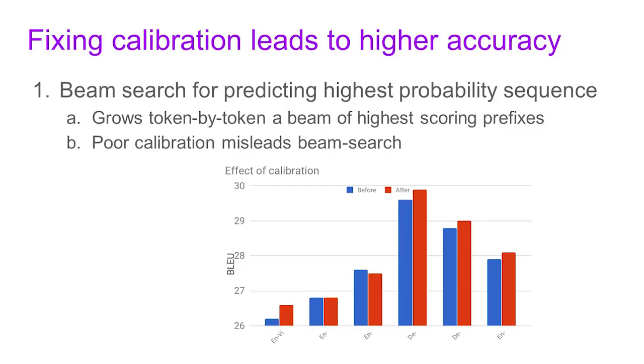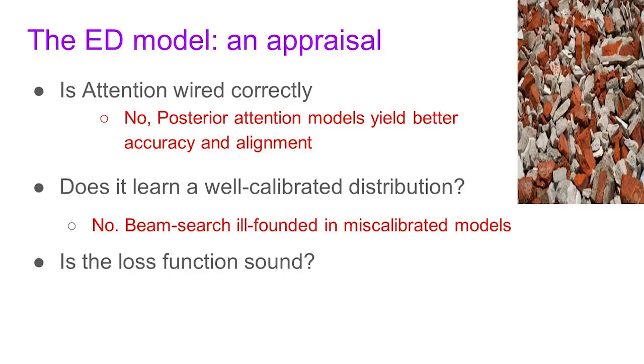And also we found that after fixing calibration, and here we did not retrain the model at all, we just took the token output probabilities which the models were giving and changed them based on certain signals. Just by fixing the calibration, we got higher accuracy. Okay. So this was about the second part, beam search being derailed because of miscalibrated models.